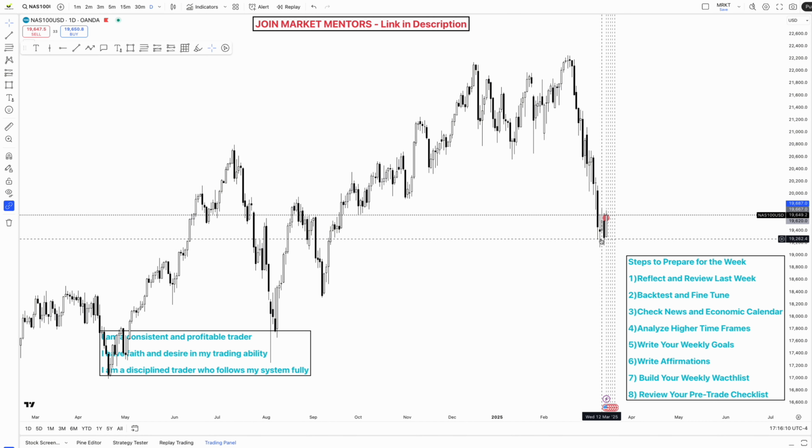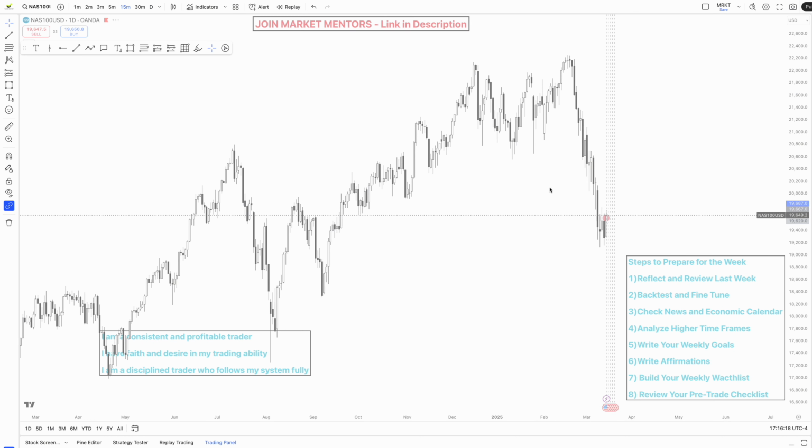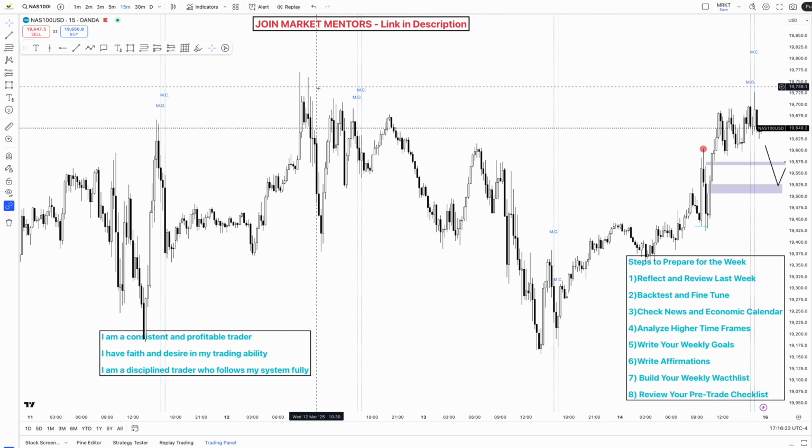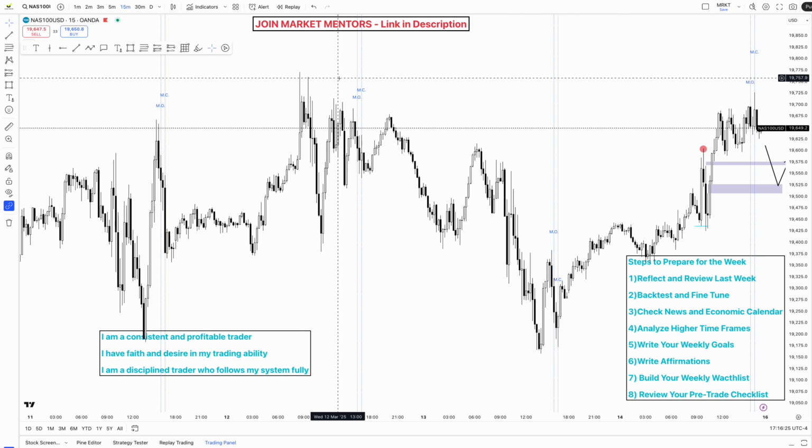So this week's not really any areas I'm looking for watch list wise. Of course, I'm looking for it either to push deeper into this imbalance area, or I'm just looking for it to break out of this accumulation area. So that's kind of my watch list. I want it to break out of this area and sweep these swing highs. And that's pretty much it for me.